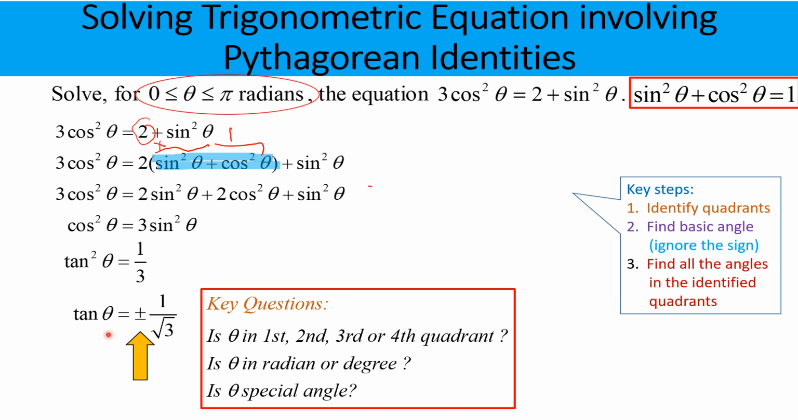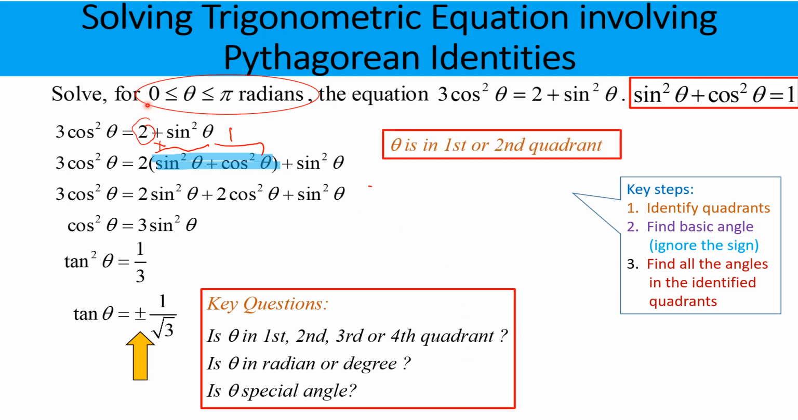So let's go back to the range given here. If you take a look, theta is between 0 and pi. This given range will have an impact on answering the 3 questions. Because theta is only given from 0 to pi, that means I only need to consider the first or the second quadrant. You will notice that the third and fourth quadrants are not included here. So my theta should only be in the first and second quadrant.